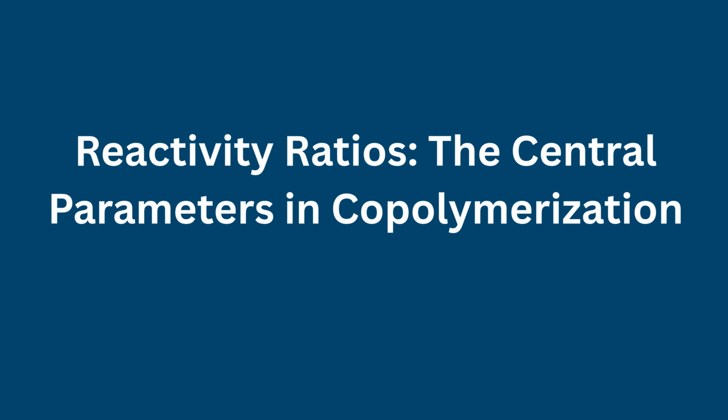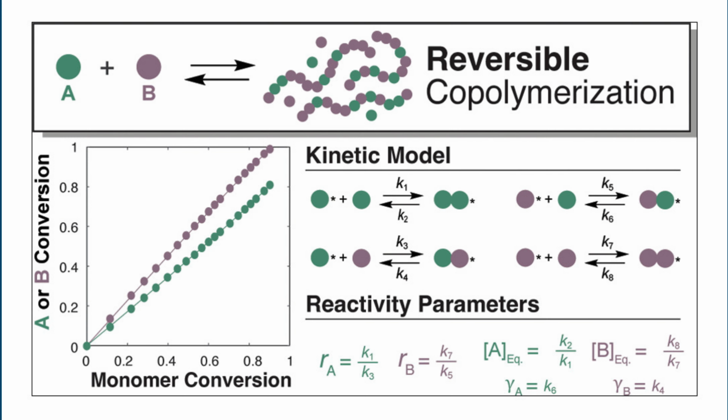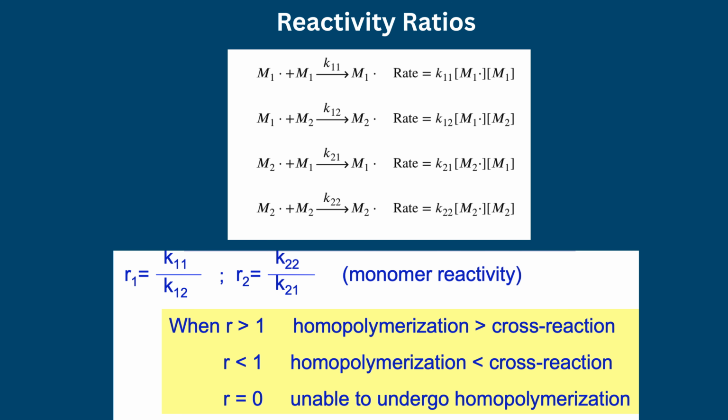Reactivity ratios, the central parameters in copolymerization. The sequence distribution of monomers is largely controlled by the reactivity ratios, which compare the tendency of a propagating radical to react with its own monomer versus the alternative monomer. Mathematically, r1 equals k11 divided by k12, and r2 equals k22 divided by k21, where r1 describes the preference of an M1-ended radical, while r2 describes that of an M2-ended radical.